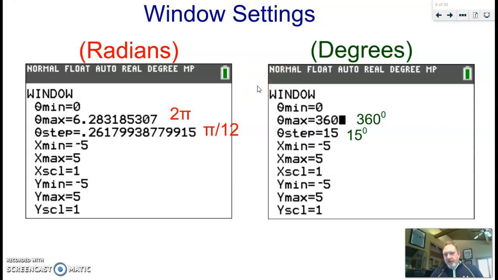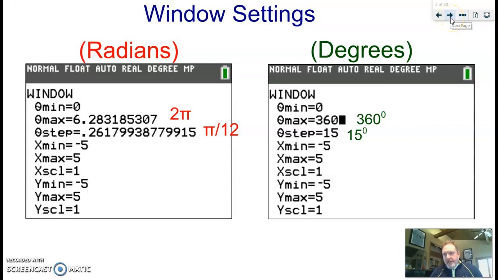Okay, your window settings. If you're in degrees, we would do this. What we're talking about here, 0 to 360. You can go by 15s or by 10s. And again, I went -5 to 5 on the x and y. If you go in radians, we'll go 0 to 2 pi. As soon as you type in 2 pi right here and hit enter, it's going to change that to a decimal. Same thing here for your step, pi over 12. That's the same as 15 degrees. As soon as you hit enter, it's going to change it to this 0.2617 decimal. X and Y scales are the same. So again, that's the setup from the graph.